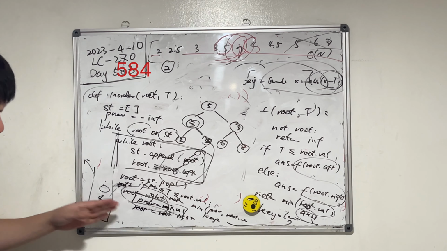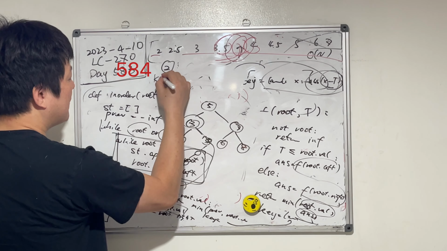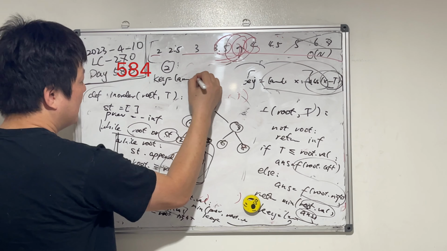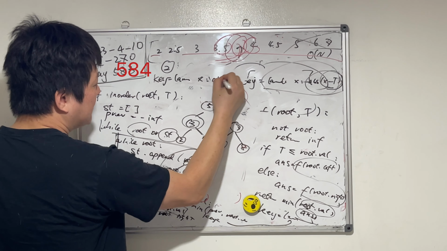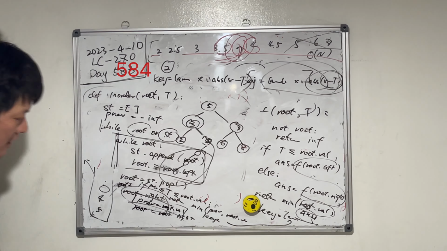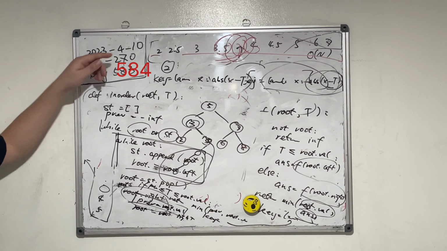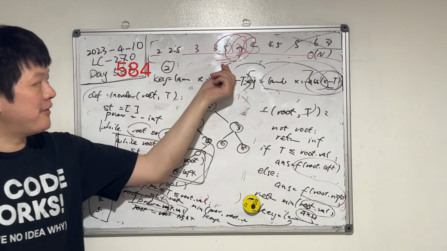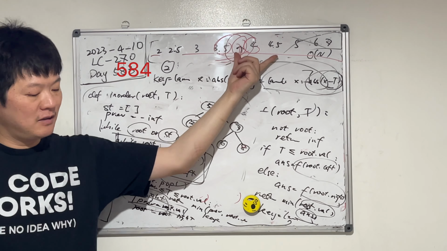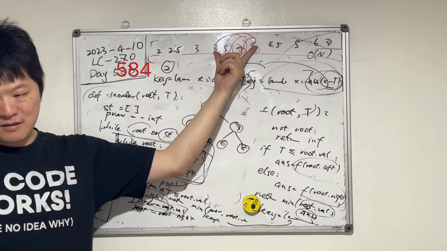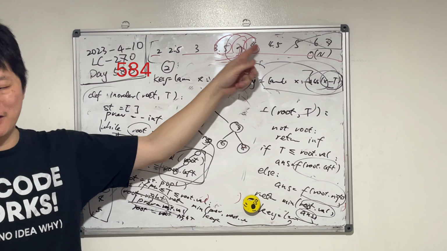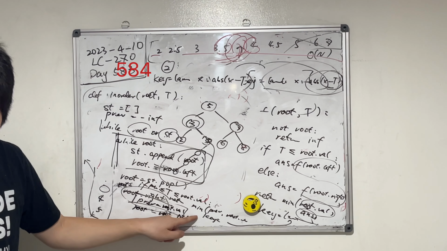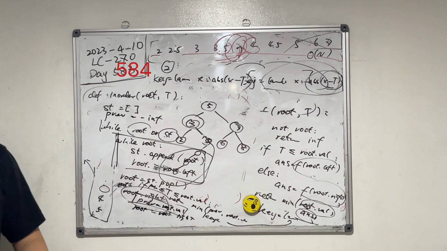Key equals lambda x: abs(x minus t). Okay? So this is saying that if I'm here, if my current node is between two neighboring nodes, the closest node must be this one or this one, whichever is smaller. By giving this, what if you only have one node?